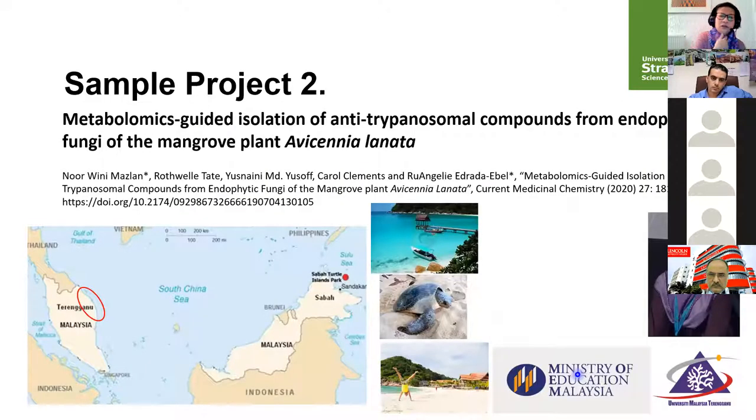So let's go to the second project. So this is a metabolomics guided isolation of, again, anti-trypanosomal compounds from an endophytic fungi, okay, of a mangrove plant called Avicennia lanata. So this mangrove plant was collected along the coastline of Terengganu. So this was done by a Malaysian PhD student of mine, Dr. Winnie. Okay.